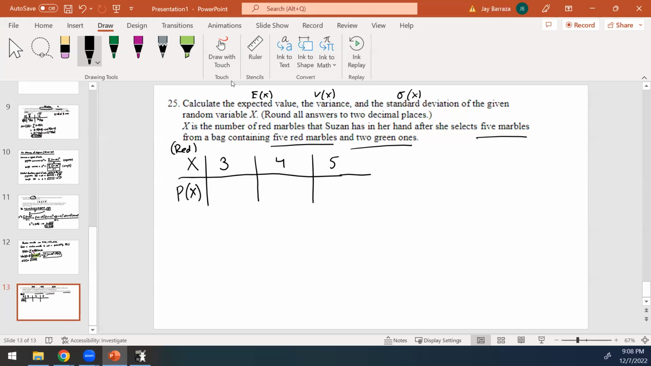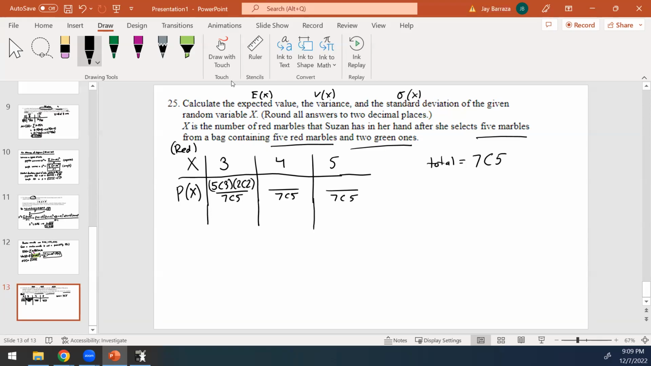Okay. So now I have to calculate the probability for each one. What is the total number of marbles that I can choose from? Well, sorry. There's 7 of them. And how many am I choosing? 5. Okay. So each of these is 7 choose 5. And so in the first case, how many red ones do I have? I have 5. How many am I picking? 3. How many green ones do I have? 2. How many am I choosing? All 2 of them. Does that make sense? Any questions on that?